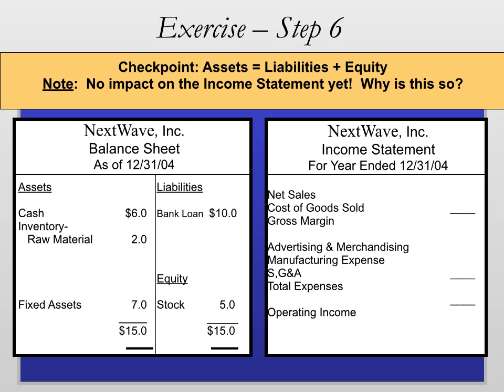At this point in time, you can see the company started with $15 million in cash. Now we've spent $7 million on the fixed assets. We spent $2 million on the raw materials, so the cash has gone from 15 down to 6. The liability side shows what we still owe the bank and how much the shareholders have in the company. Again, the liabilities and equity equal the assets. No income has been recorded yet for the production and sale of the product.